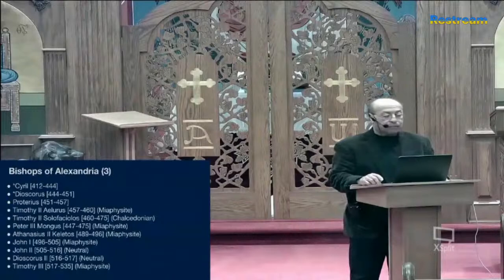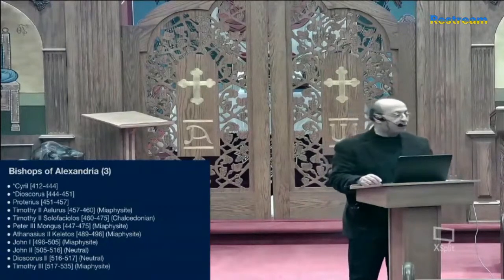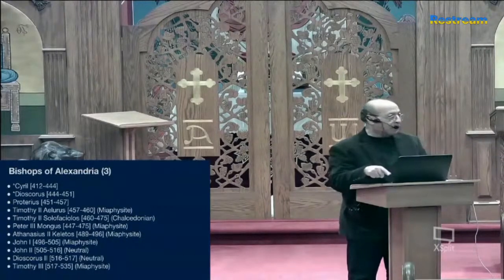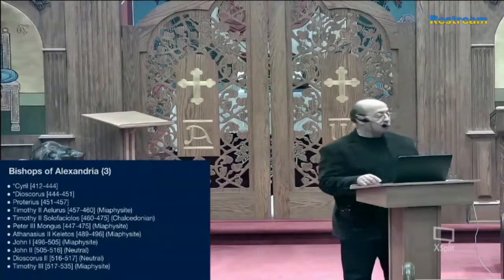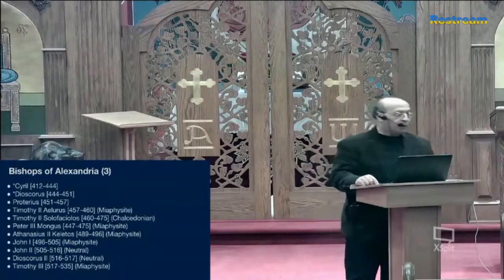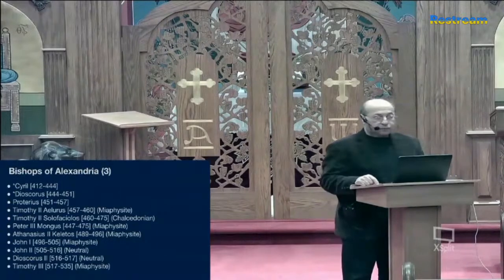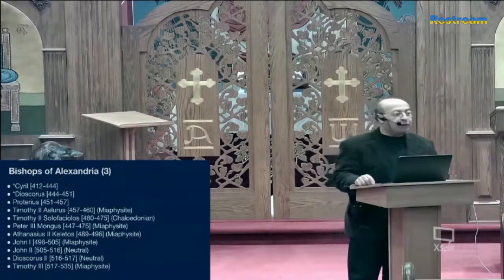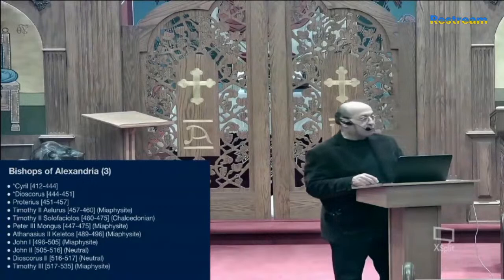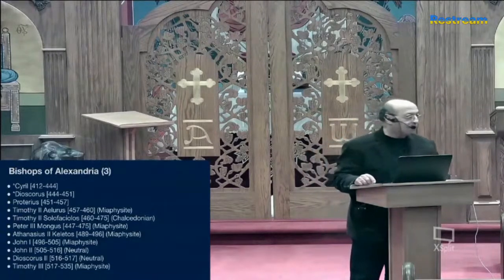So I mentioned Cyril, okay, who presided the Third Ecumenical Council, right? And we will know in the church history also what he was talking about and what the council was about. It's all interesting stuff. And then following him is Dioscorus. Dioscorus is the one who was involved in the Chalcedonian Council. Essentially, the Alexandrian Church was badly mistreated in that council.